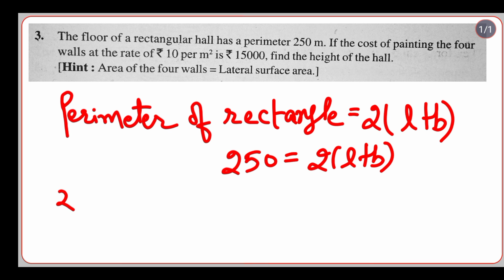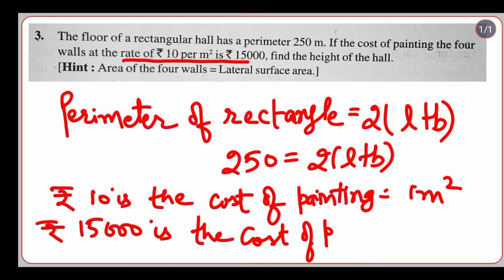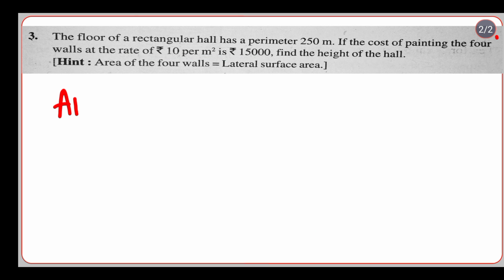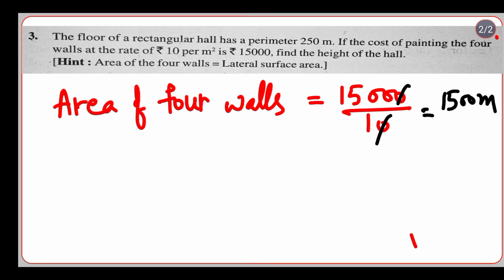Now concentrate on the next line. Here we can use the unitary method. Rupees 10 is the cost of painting 1 meter square area, so rupees 15,000 is the cost of painting 15,000 upon 10 meter square area. So the area of the 4 walls is equal to 15,000 upon 10, and by cutting we get the answer 1500 meter square, which is the area we have to paint.